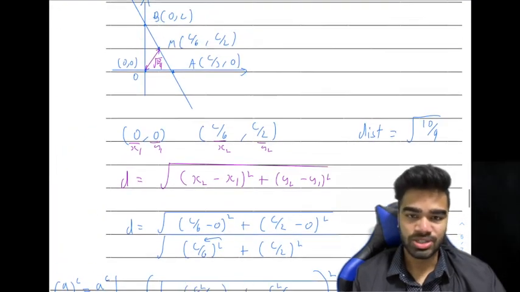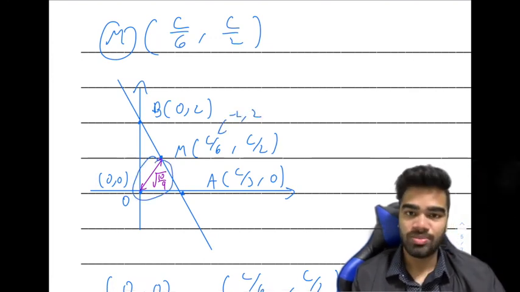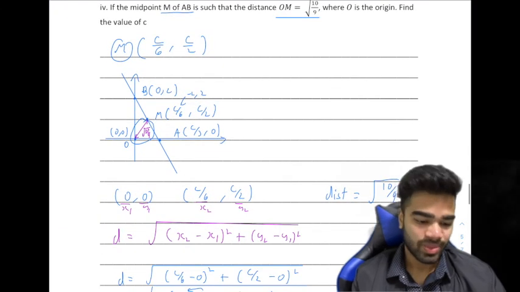Okay, so that's pretty much the question. What this is saying is that if c over here is negative 2 or 2, then this distance is going to be square root 10 over 9. That's it. Alright, I hope you guys understand.